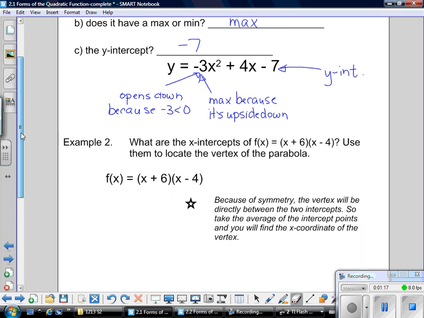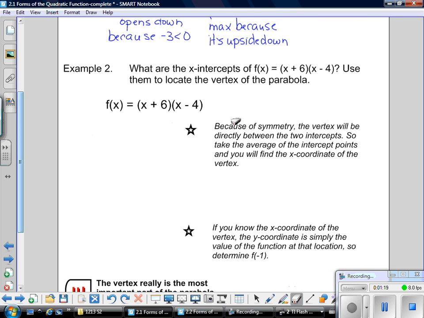Now the next question is, what are the x-intercepts of f of x equals (x plus 6)(x minus 4)? And use them to locate the vertex of the parabola. All right, so this is a little bit different. Now the first thing that we need to do is find the two intercepts. The two intercepts, remember, are the r and the s, so it's the opposite sign. So I know the x-intercepts are going to be at negative 6 and positive 4.